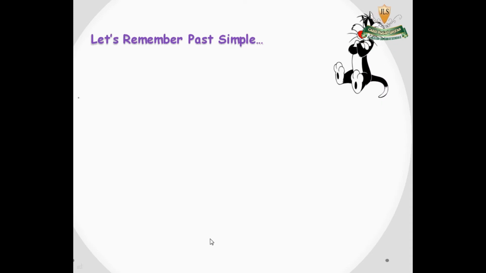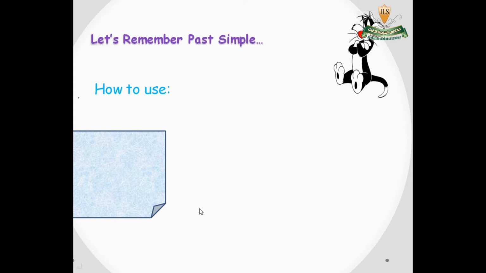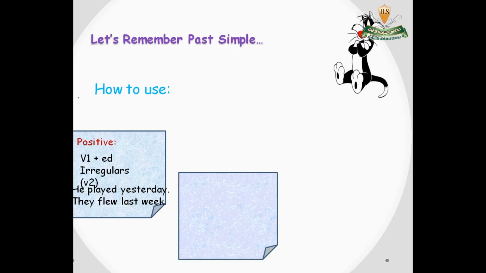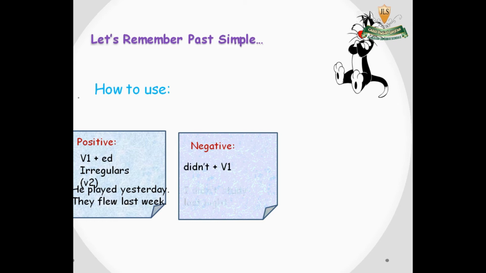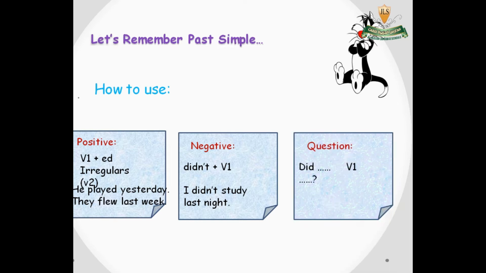Now, let's remember the past simple tense. How do we use it? We use it as affirmative, negative, and interrogative. Verb 1, that is the verb with ed, and verb 2, that is the irregular verbs. He played yesterday, they flew last week. Negative: didn't plus verb. I didn't study last night. And the question: did plus the verb plus the rest of the question. Did you study yesterday? Okay.